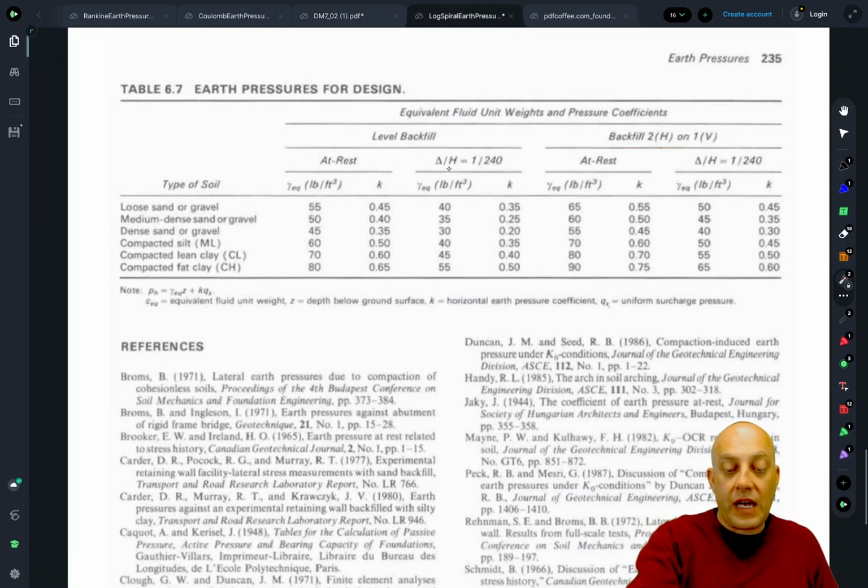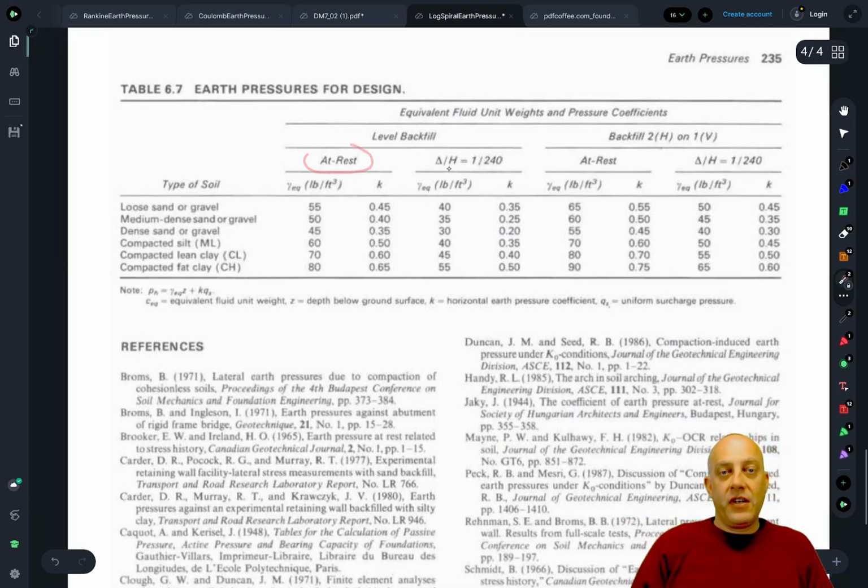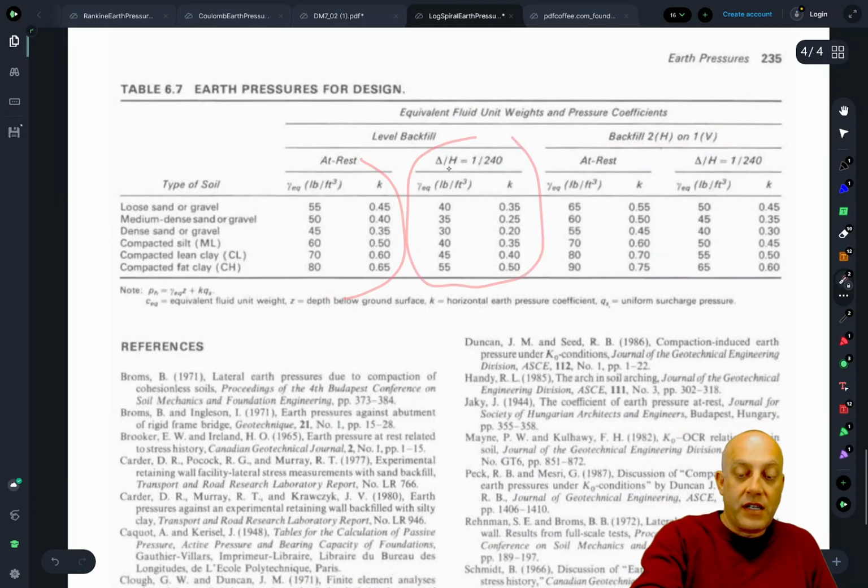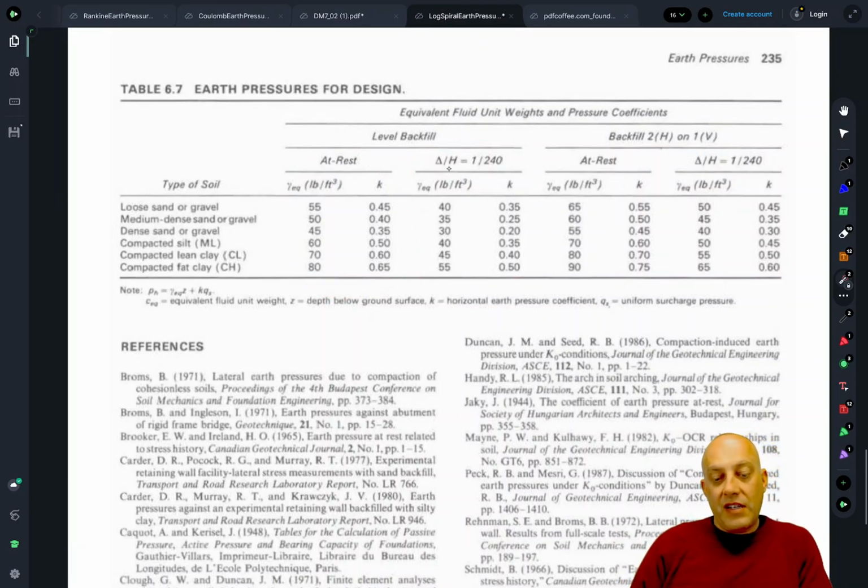And then within each of those categories, we have at rest, which means no lateral strain at all. So they're making assumptions here about K naught. And then we have a condition where delta over H is 1/240, which is moving toward an active condition. It's maybe not quite an active condition, but there is going to be some wall movement. So when you're deciding which of these columns to use, you would have to know: is displacement tolerable in this application? Do we need to design for these higher at-rest pressures, or can we get away with designing for these lower, active-ish earth pressures that are associated with some displacement?